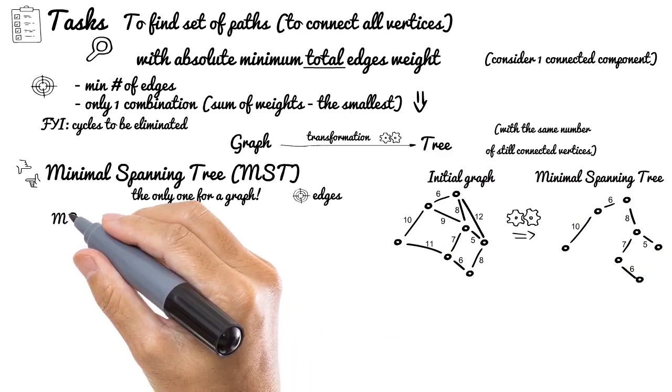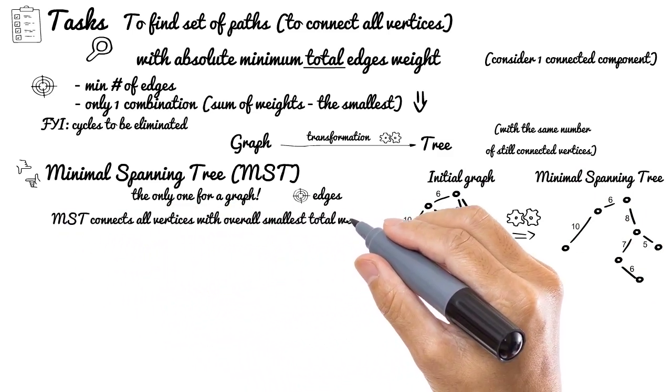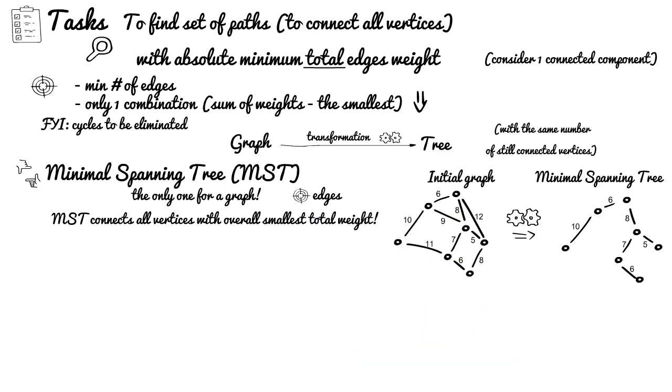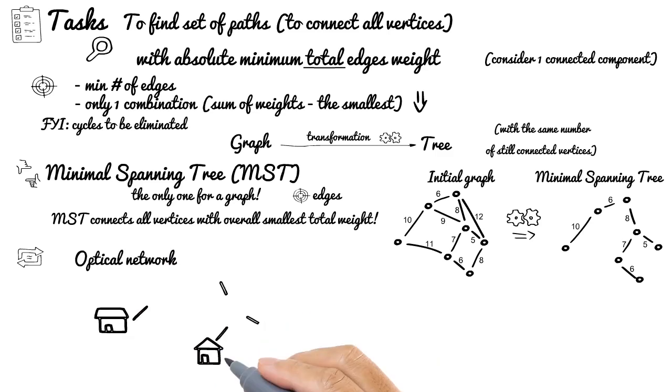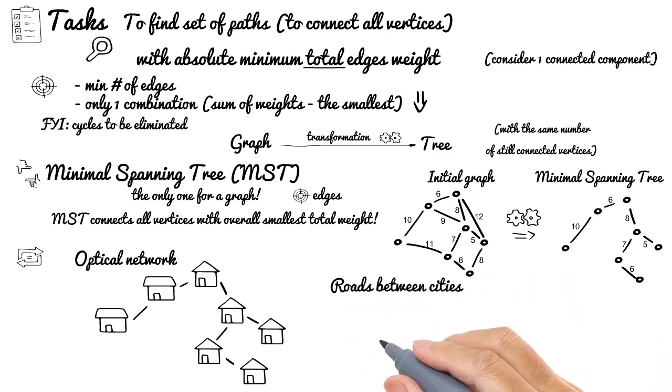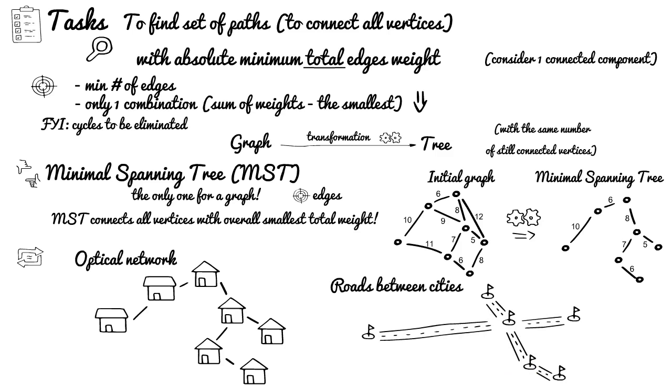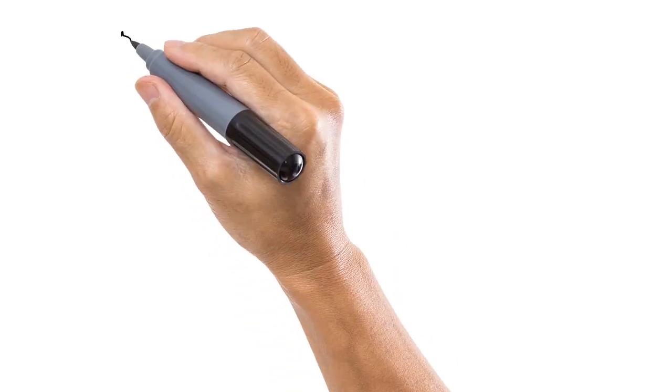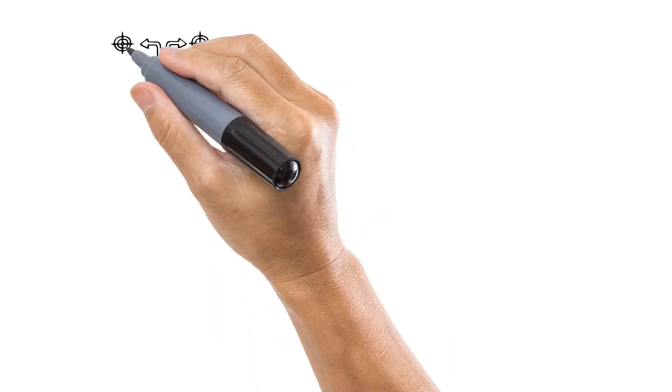Our MST allows us to connect all vertices in a graph with the overall smallest total weight. This is the key. If your real-life task, for example, is to build a cable or optical network in the neighborhood and save on materials, MST is your best friend. If you need less overall cable length in the office building to connect all computers in the network, think about MST. If you want to save on materials when building roads between several cities, plan roads with MST in mind, with its economical optimization.